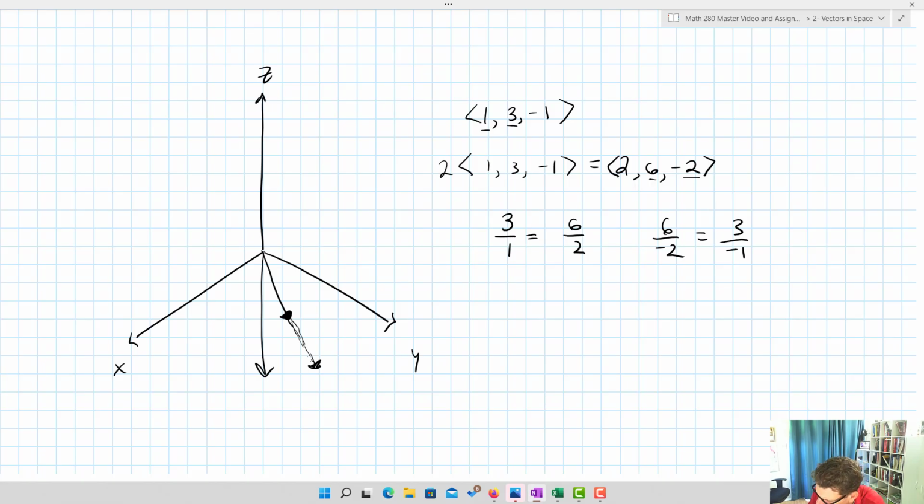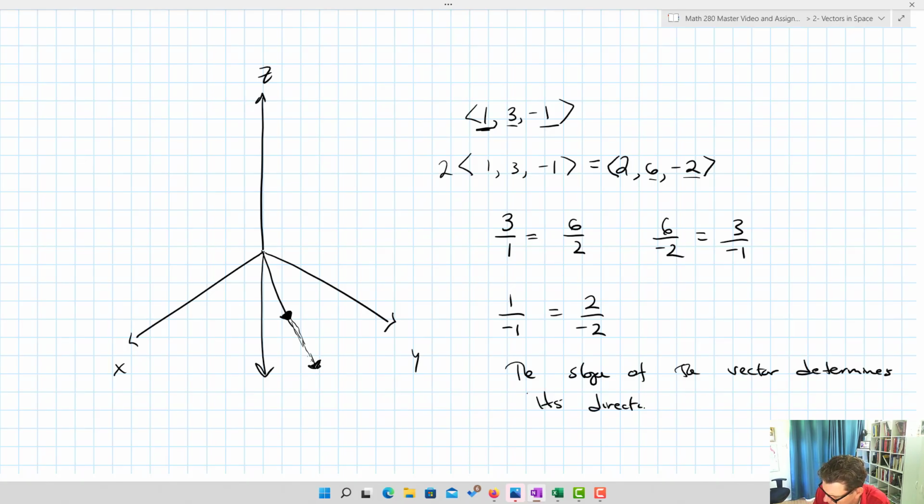Or if we took 1 over negative 1, that actually equals 2 over negative 2. Okay? So it's actually the ratio of the components. Essentially, it's the slope of the vector that tells you the direction, which is actually pretty intuitive, right? The slope of the vector determines its direction. And what's going to be kind of cool is that as we're drawing equations for lines, we're actually going to treat the vector that we generate as the slope of the line.